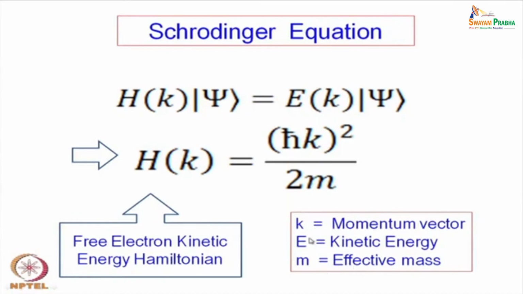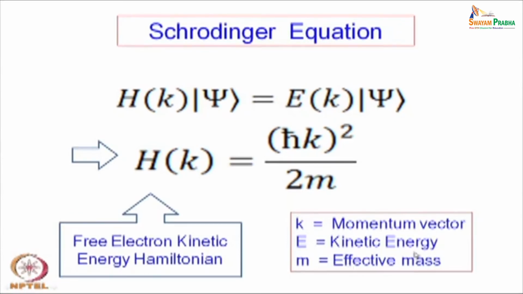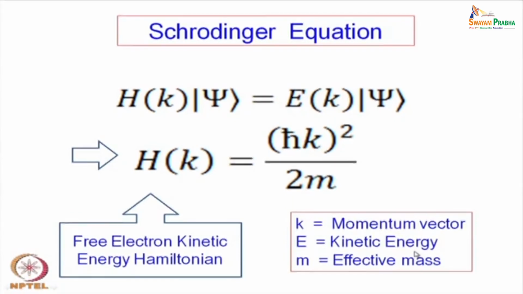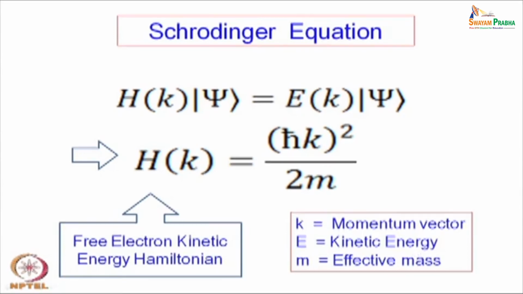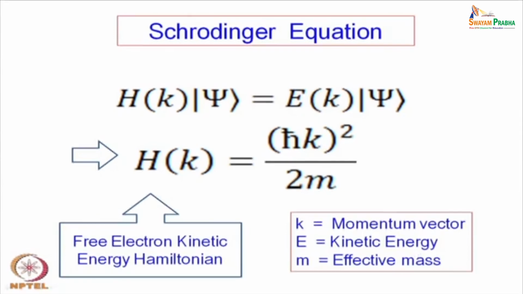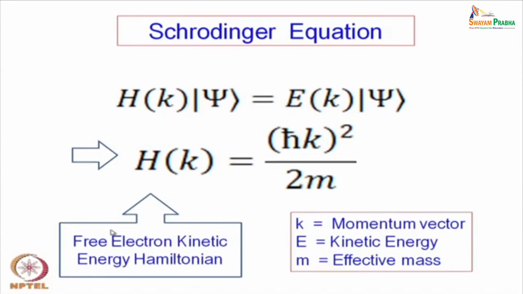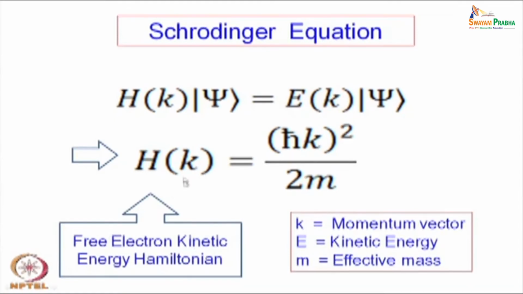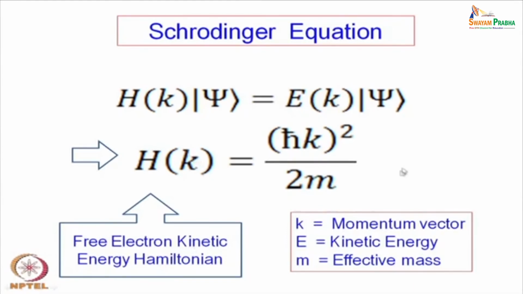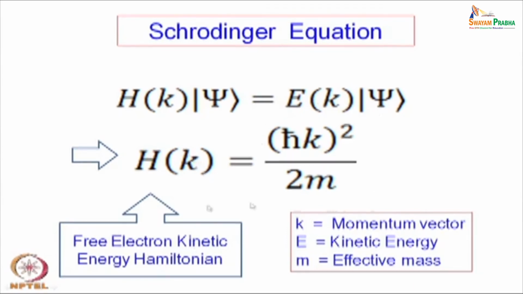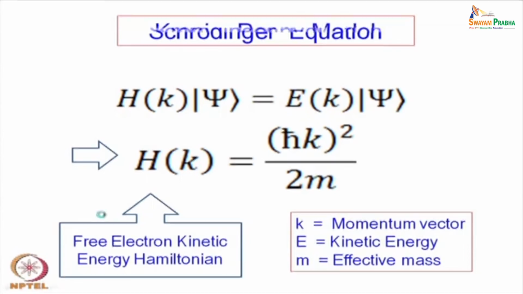So, E again is the kinetic energy which we have discussed earlier in terms of the free electron theory. k is the momentum vector, and this is what they call the free electron kinetic energy Hamiltonian. Okay. So, ultimately it becomes this value.